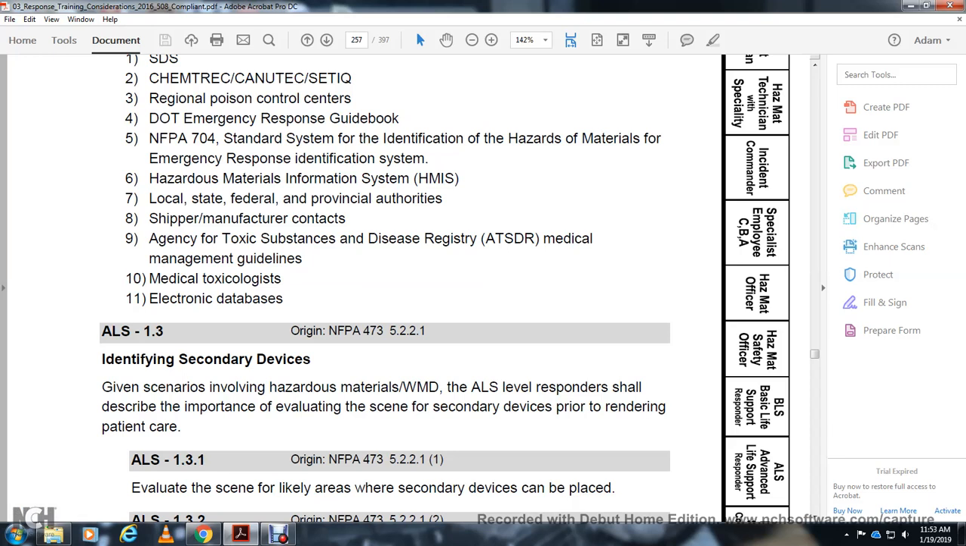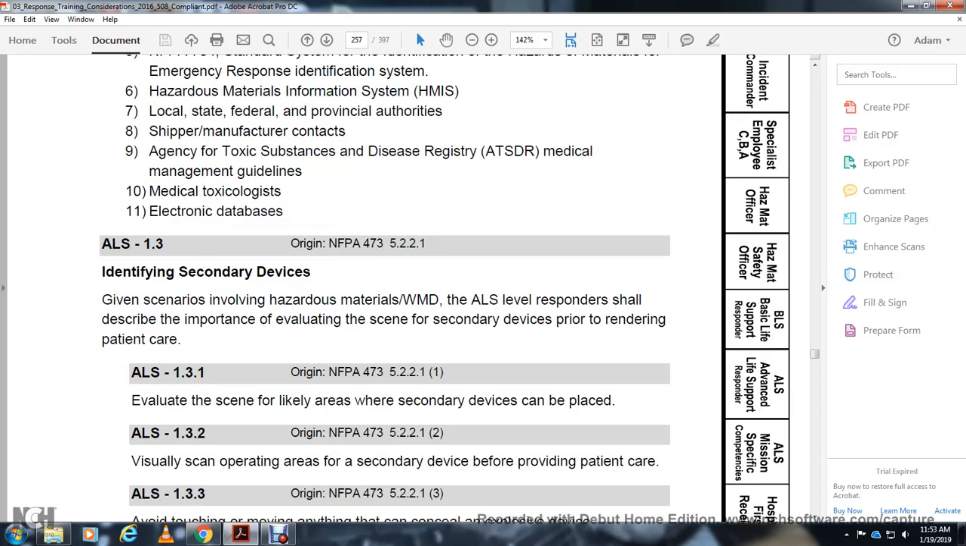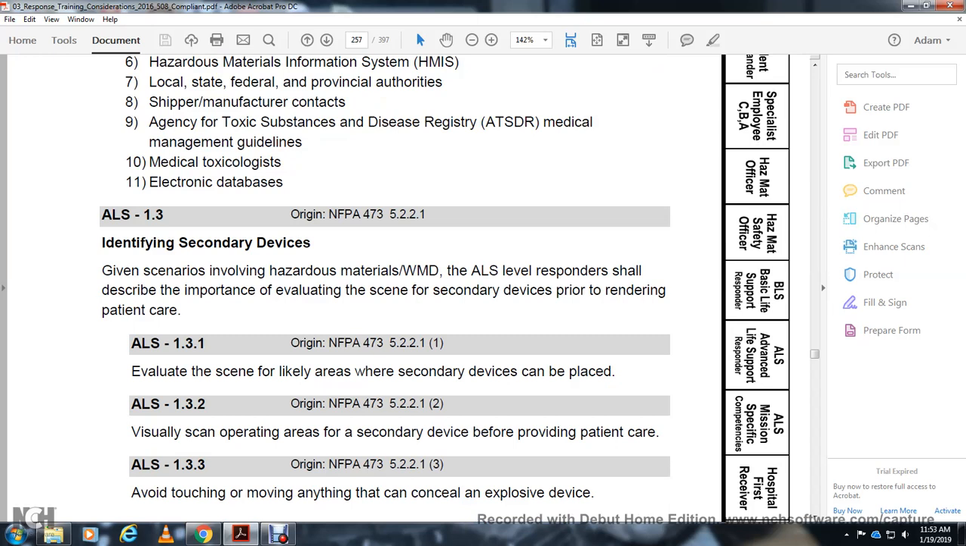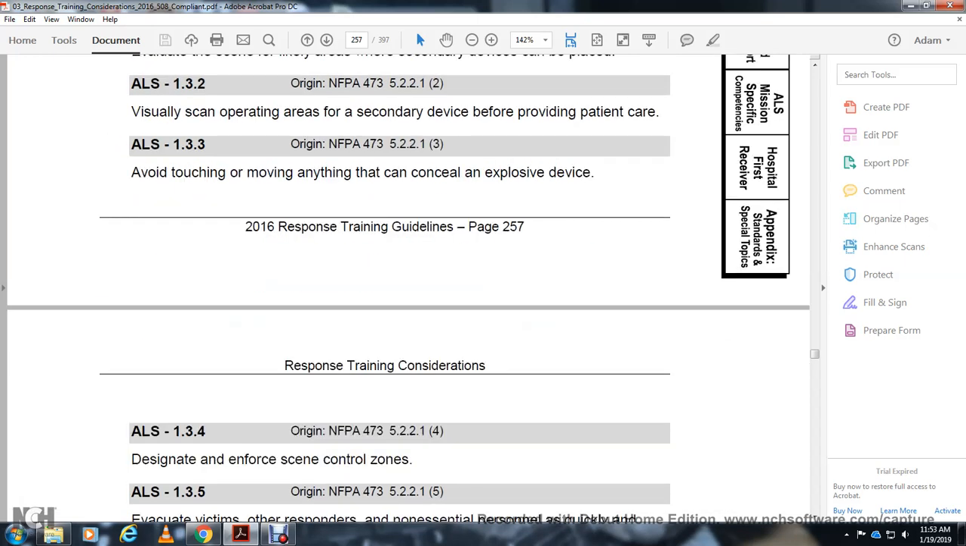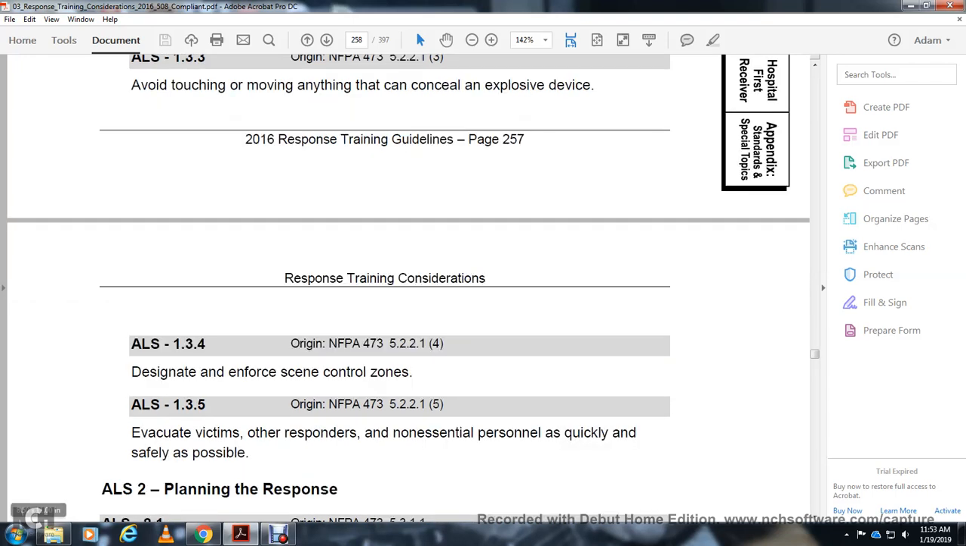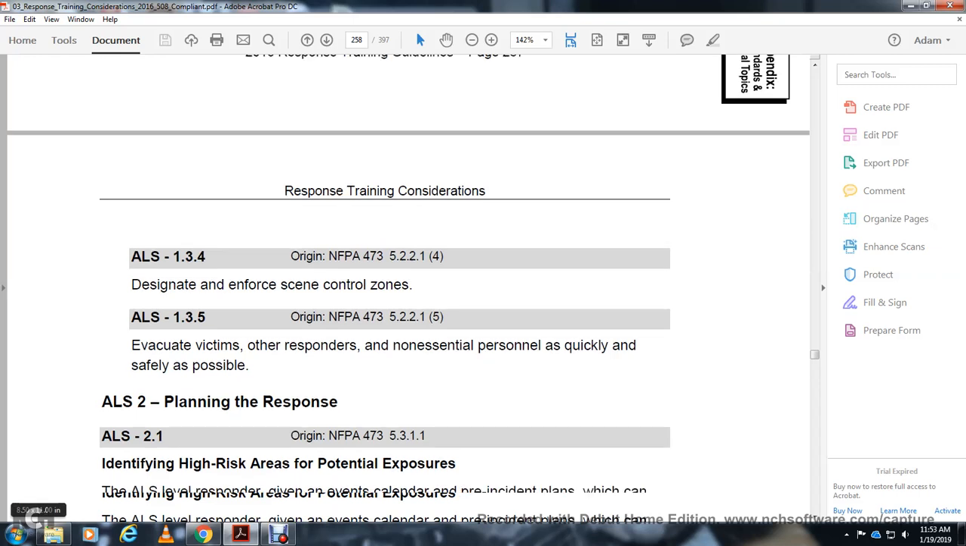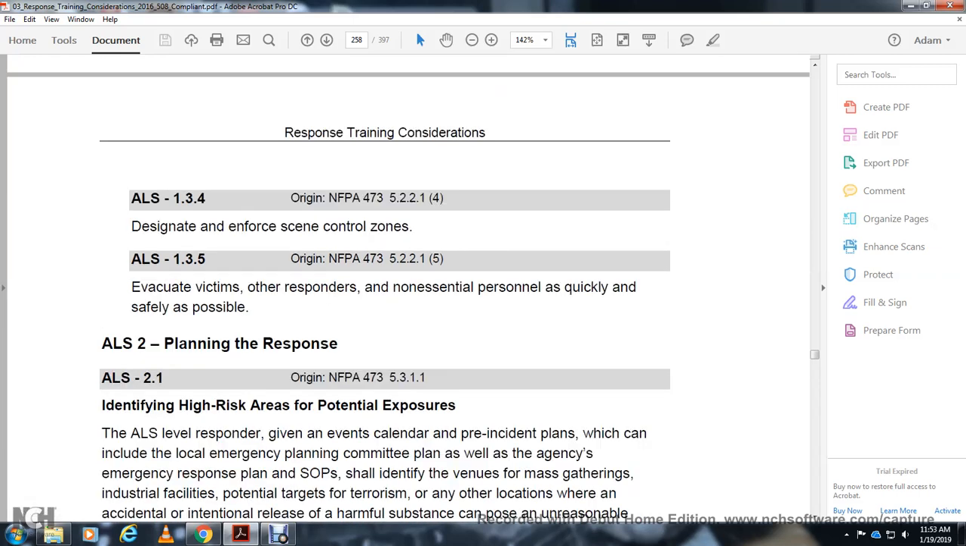Secondary devices. Involved with the hazmat weapon of mass destruction incident, the responder should discover the importance of being aware of the secondary device prior to rendering patient care at the scene. Identify the likely areas where a secondary device can be placed, and visually scan an open area for the secondary device before patient care. Avoid touching and moving anything with concealed explosive devices. Designate the front of the scene as the control zone and evacuate the victims and non-essential personnel as quickly and safely as possible.